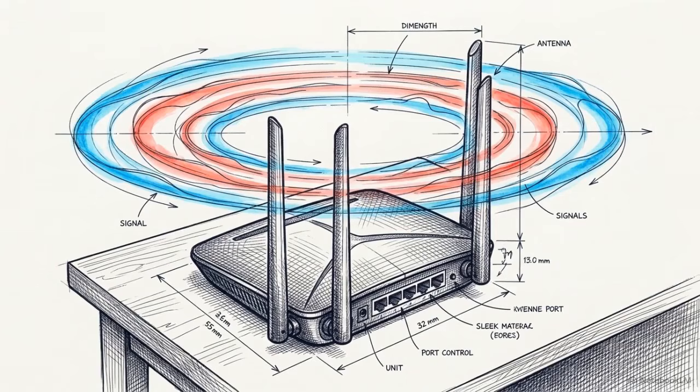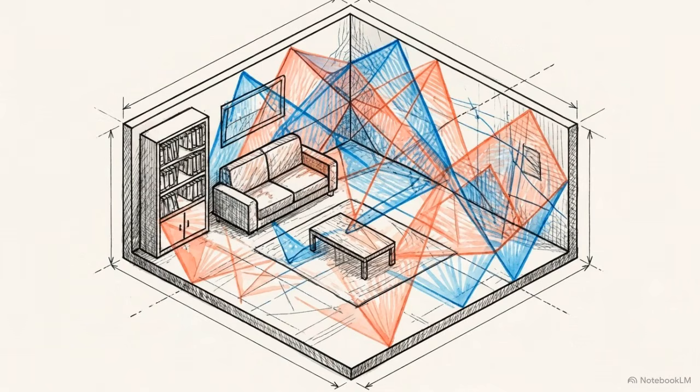Standard wireless routers utilize 2.4 and 5 GHz frequency bands to transmit digital packets. In a normal residential space, these waves are highly chaotic. They continuously bounce off walls, floors, furniture, and biological bodies in a phenomenon known as multipath fading.